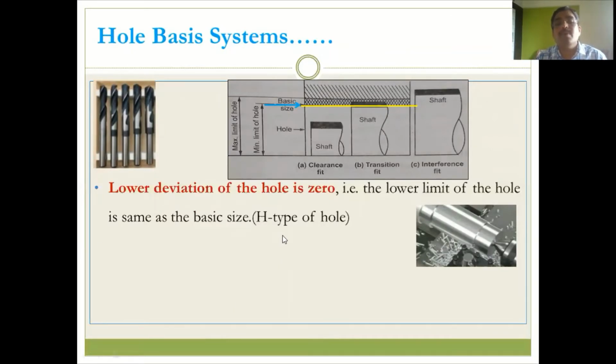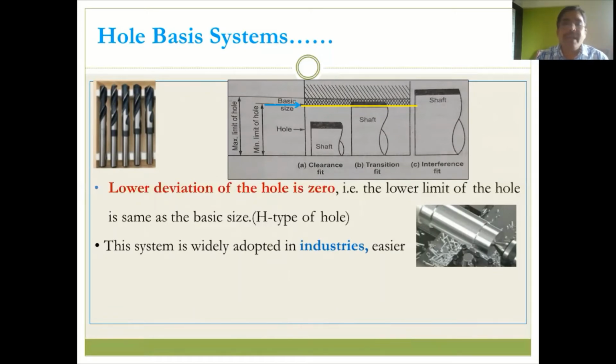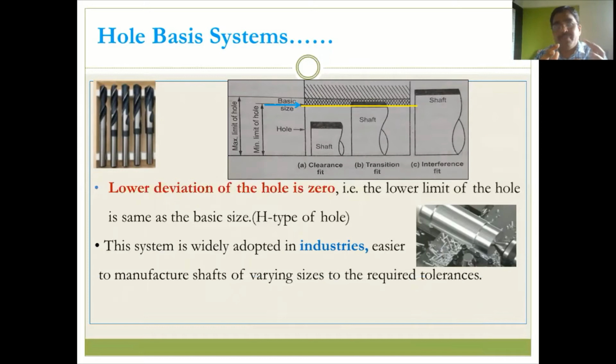What is this hole, H type, A type, B type, the number of types that are there. Okay. Now such hole basis systems are used in the industry. Why? It is very easy, my friend, to vary the size of the shaft, but to vary the size of the hole is a very difficult task.